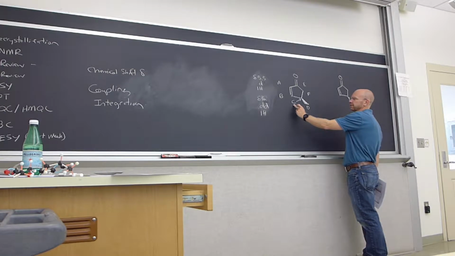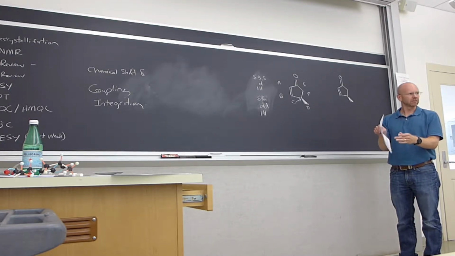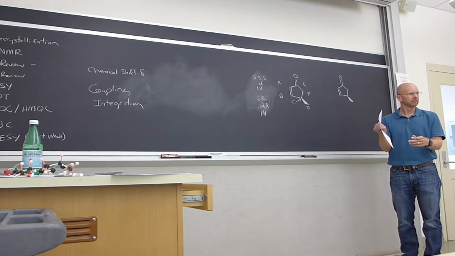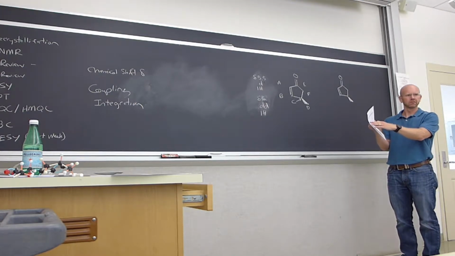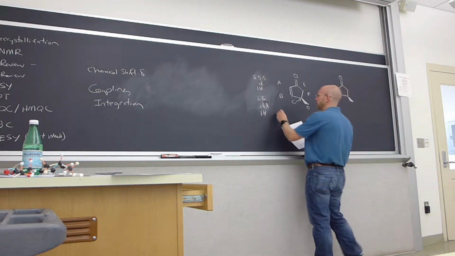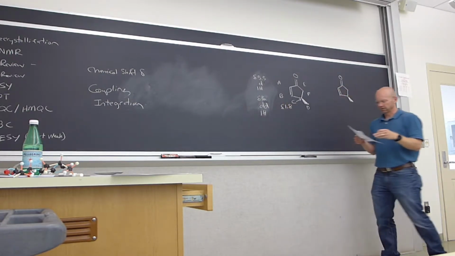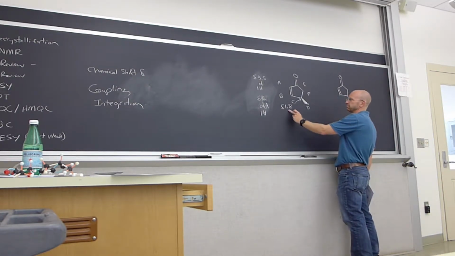How about C? Chemical shift? 1. I hear 1. Any counter arguments? What's the best analogy in the table? A proton on a carbon next to a double bond. A proton on a carbon next to a double bond is called allylic. Yeah, so like 1.8, 1.9 parts per million would maybe be a better guess. Okay, and then multiplicity.